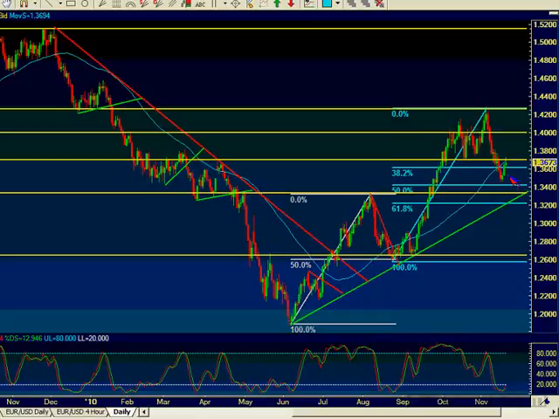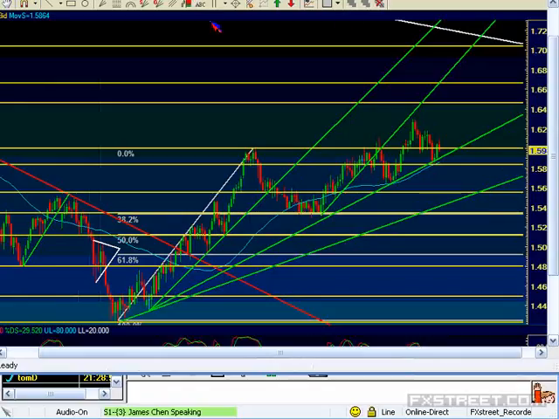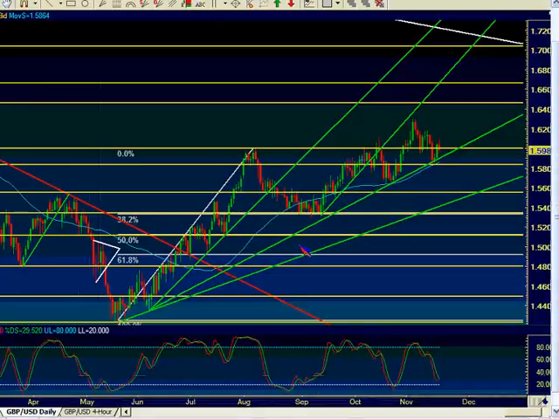Yes, Adrian, on the way to wave 5. If you are an Elliott wave trader, this looks like we're on the way to wave 5 on this uptrend. Okay, so that's euro dollar.